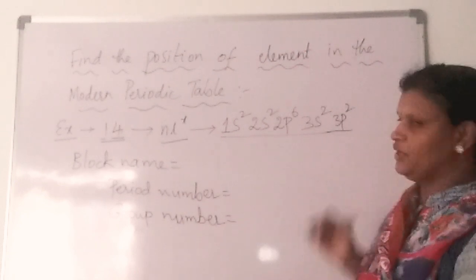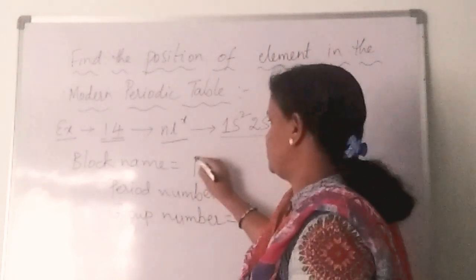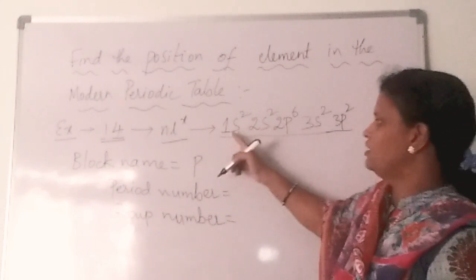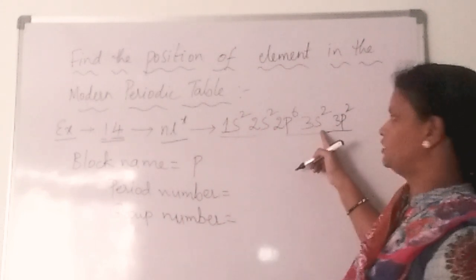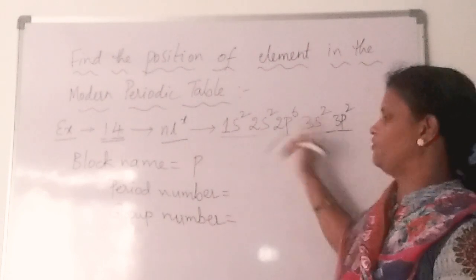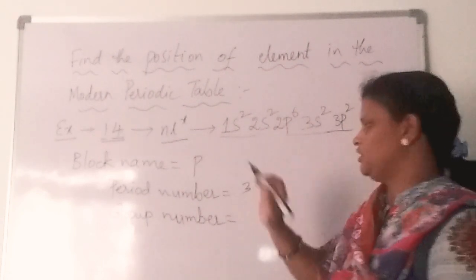Now here, how do we write the block name? The differentiating electron is entering into the p orbital. That is why the block name is p block. Then what about the period number? How many shells are there? First shell, second shell, third shell. Don't add all these numbers, just see the largest number that is there. 3. So the period number is 3.